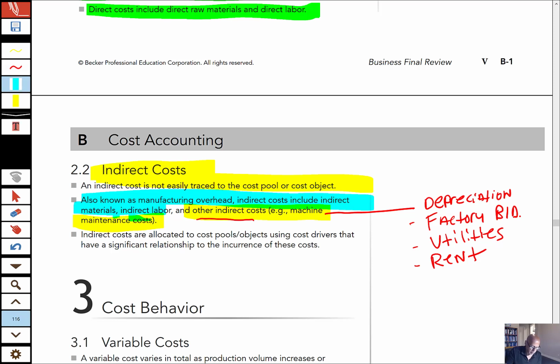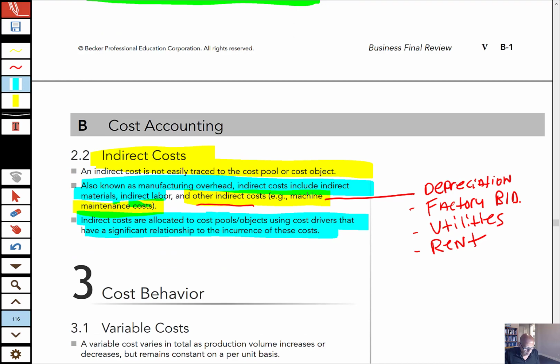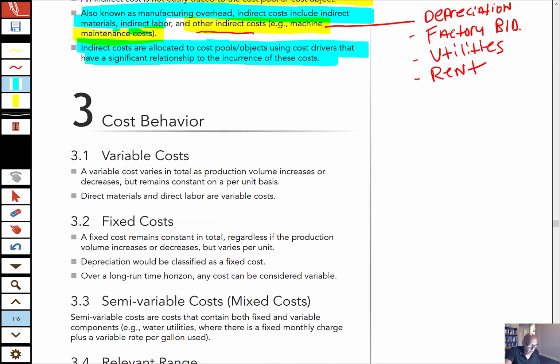So if you take a look, indirect costs are allocated or applied to cost pools using cost drivers that have a significant relationship to the incurrence of these costs. When we look at these costs, we can put them into categories of direct cost and indirect cost. Now you look at our cost behavior. Again, we're taking the same costs, guys, and putting different definitions on them depending on how we want to observe them.